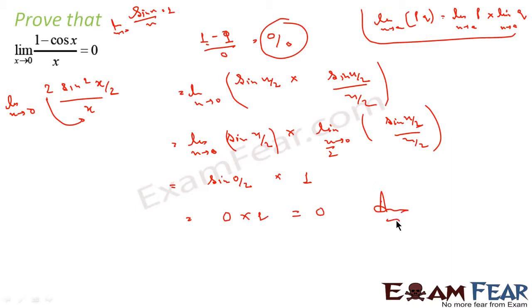Very simple. What we have done is just rewritten 1 minus cos x as 2 sin square x by 2, and then rewritten the equation into this form. We have used the formula limit of sin x by x, where x tends to 0, is 1. And we have got the answer.